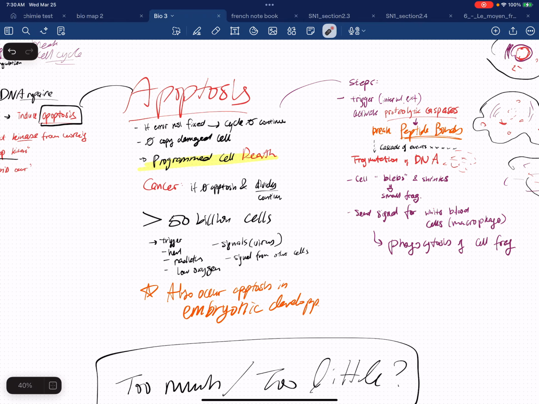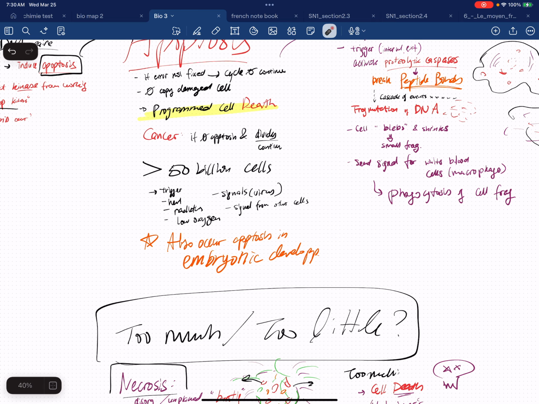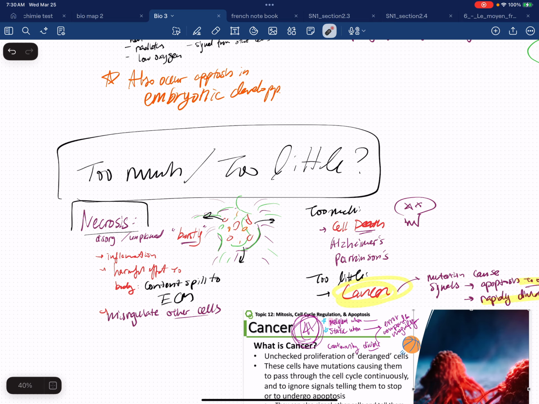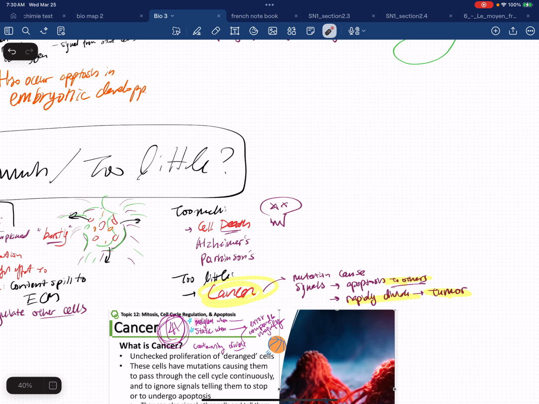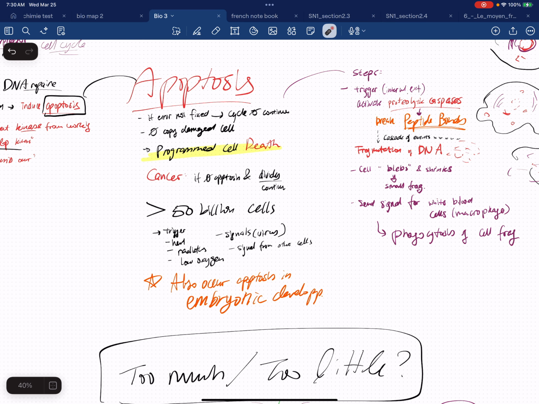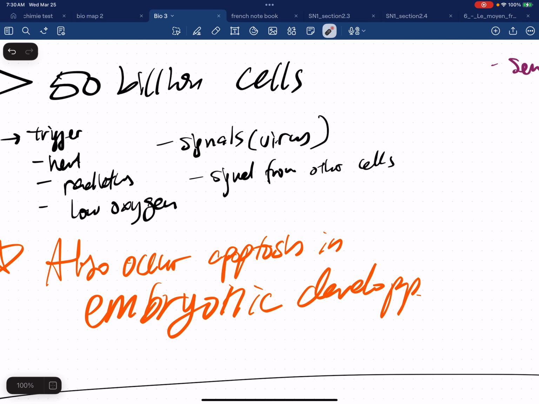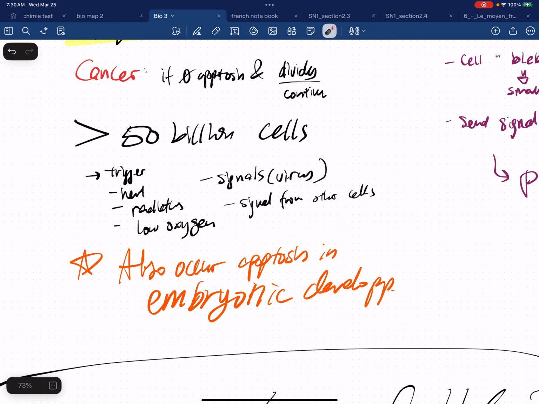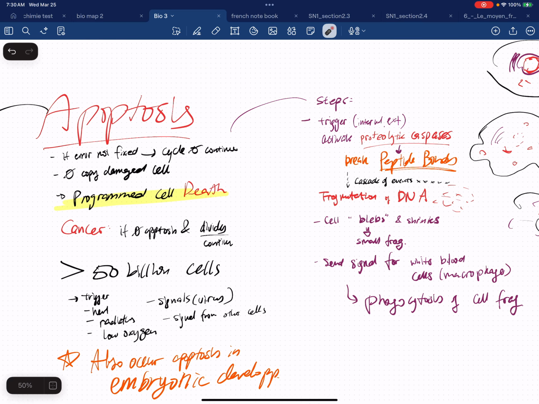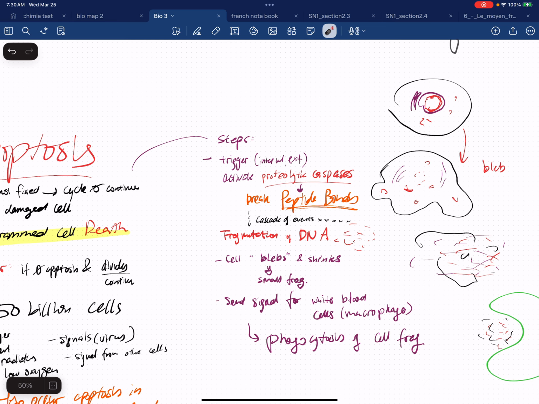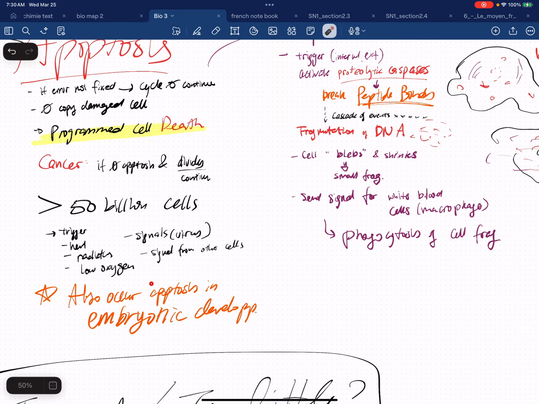And one of the consequences of too much apoptosis is Alzheimer's. So Alzheimer's comes from too much cell apoptosis. Too much cell dying is Alzheimer's, but on the contrary, too little cell dying is cancer. Apoptosis also occurs in embryonic development. So it's not something that only happens after the child is born. It is something that could happen even during the embryo stage of life.